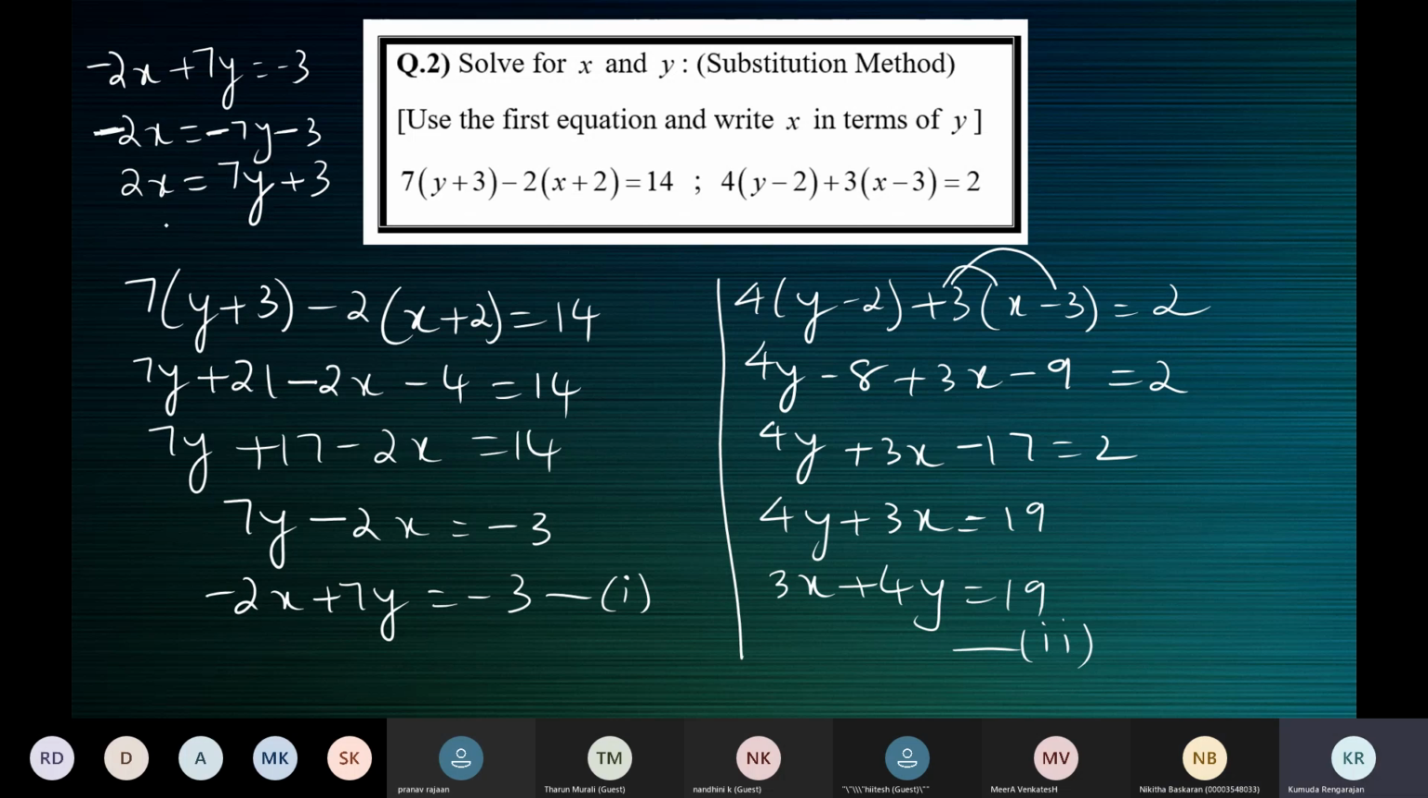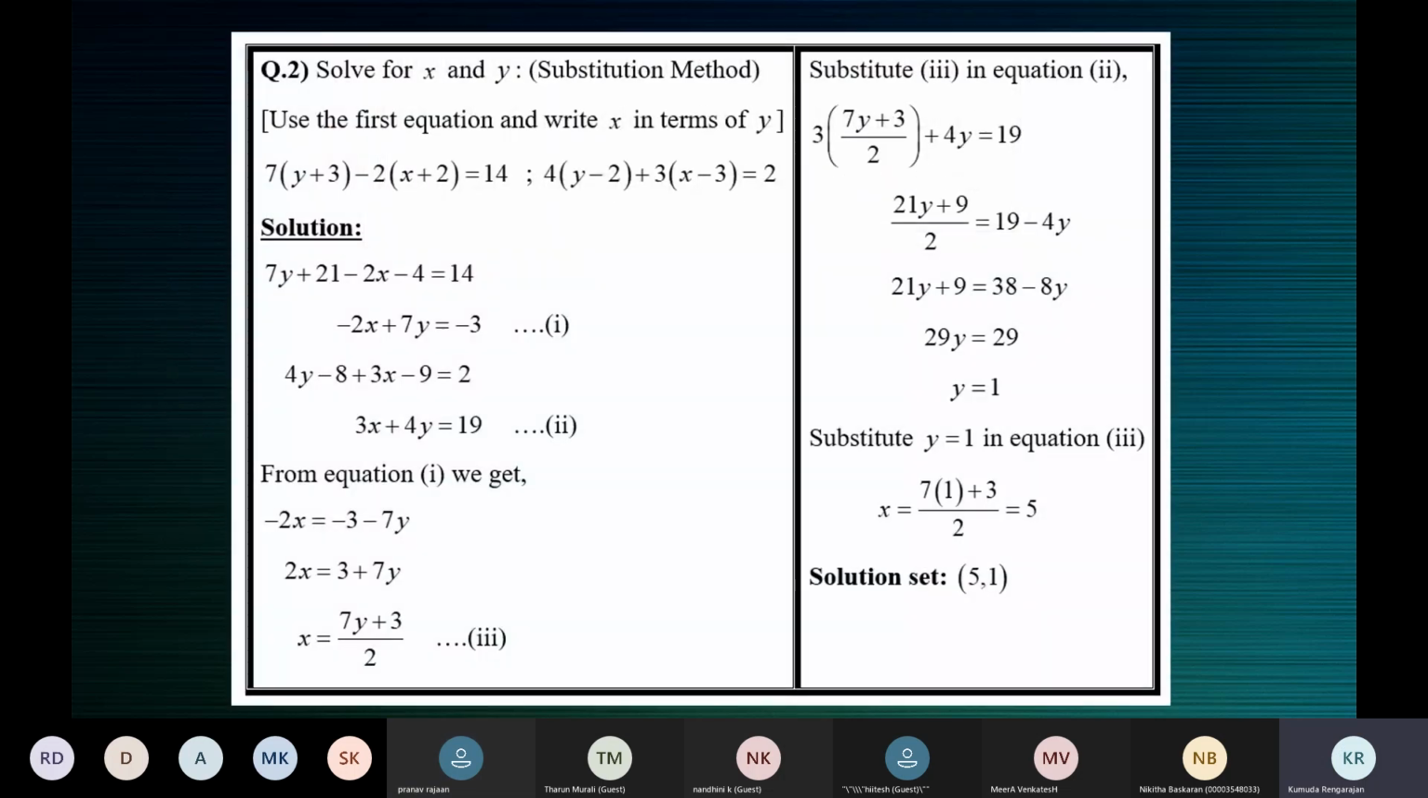Now, Nikita, what is x? Okay, class, what is x? Ma'am, x is 7y plus 3 by 2. We have to substitute this in the second equation. All right, children, I'll show you the answer slide. Please work.